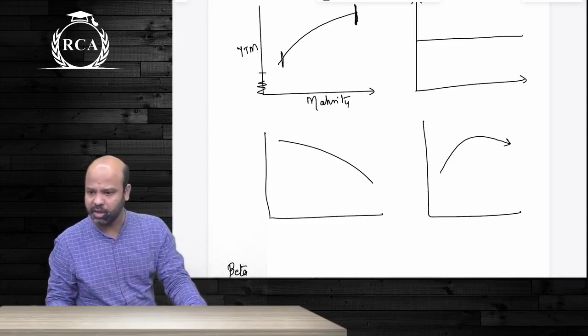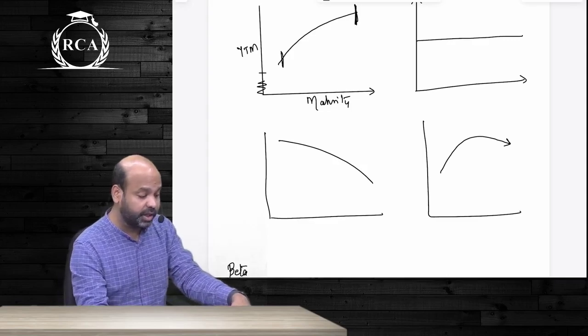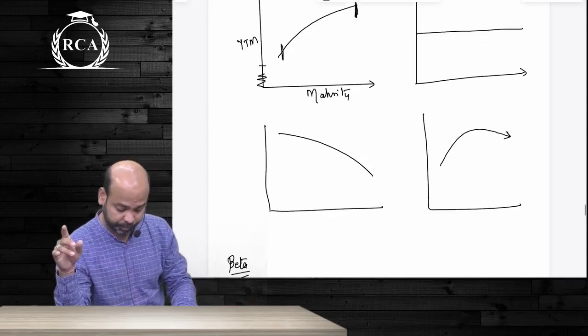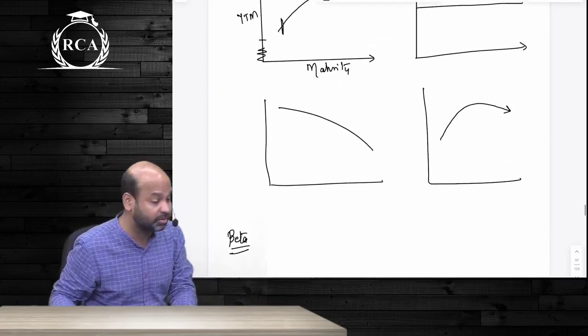Is that clear? To explain the nature of these yield curves, we did term structure theories. It will be in your notes. We did something called term structure theories.